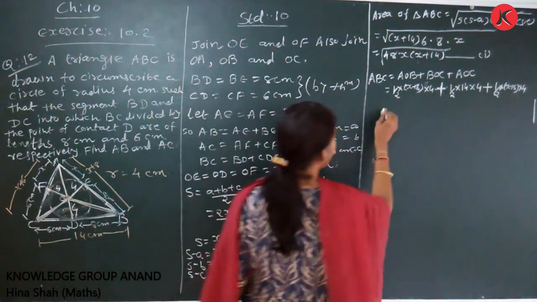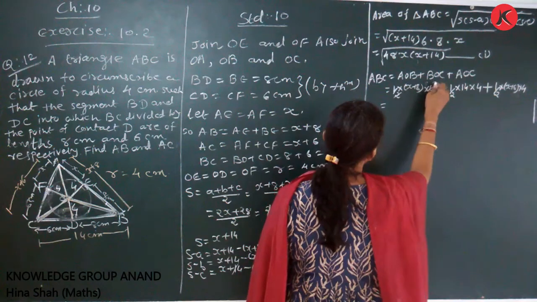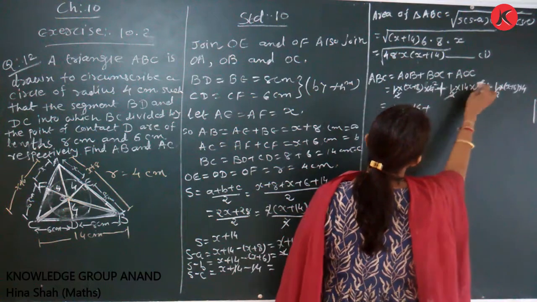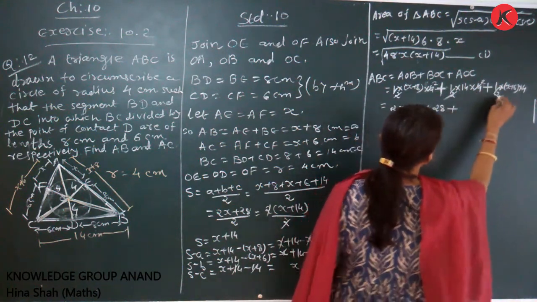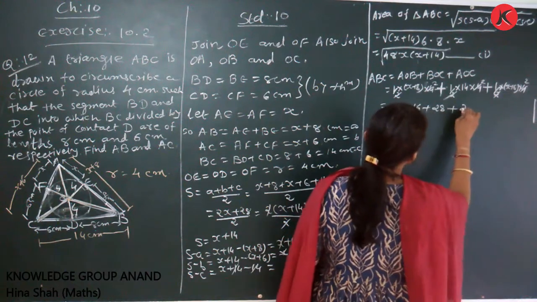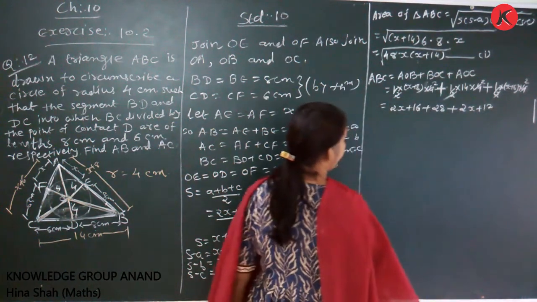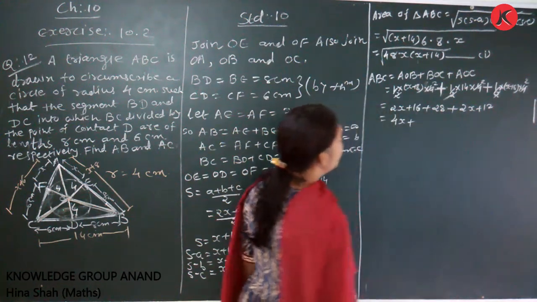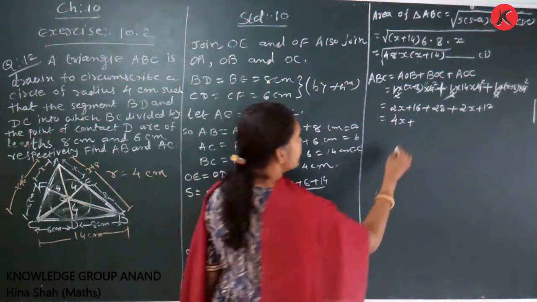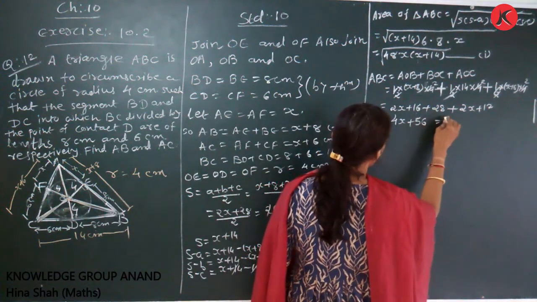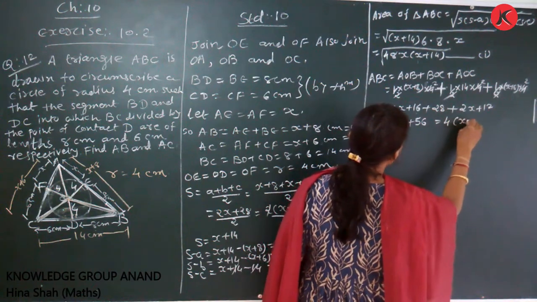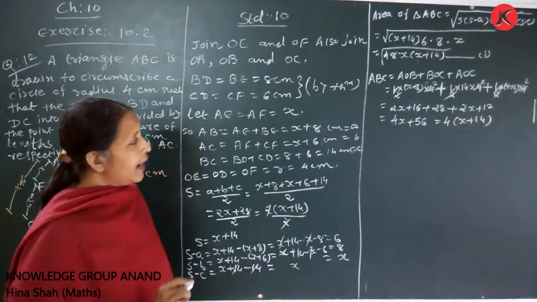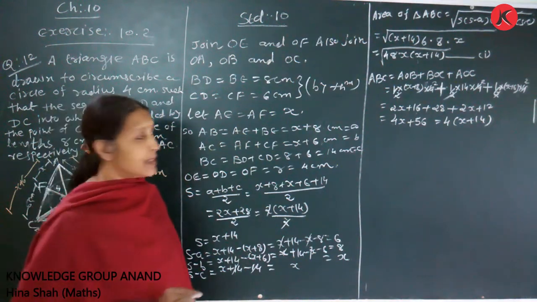Now simplify this. 2x plus 16 plus 14 2s are 28 plus 2x plus 12. 2x plus 2x is equal to 4x, plus 28 plus 28 is equal to 56, is equal to 4 into x plus 14. 4 is common and 14 4s are 56.